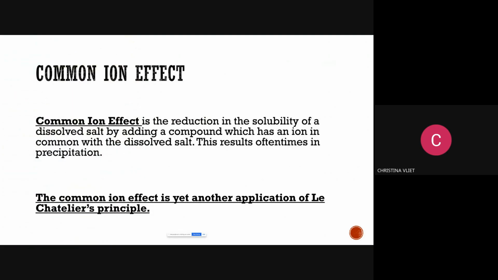common ion effect. This is defined as a reduction in the solubility of a dissolved salt. When I have a compound that has an ion in common with the dissolved salt, it's going to cause precipitation to occur.